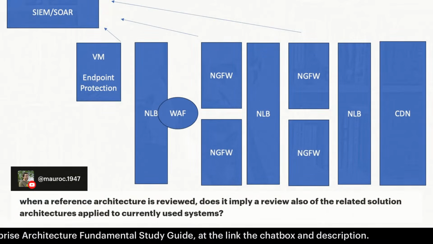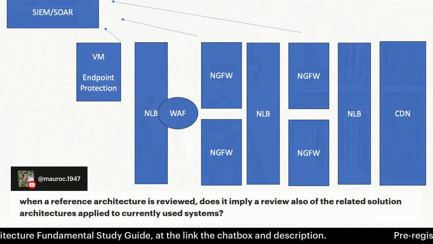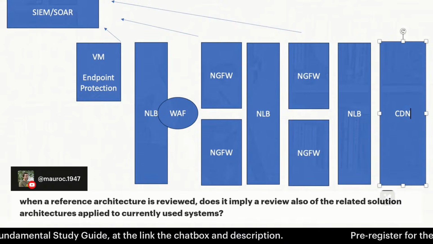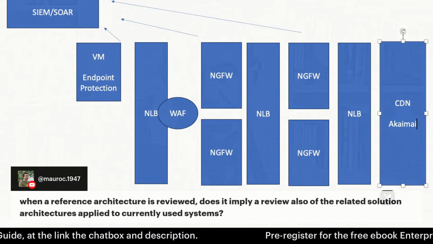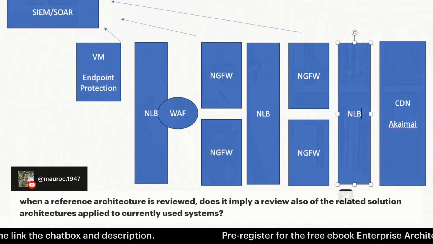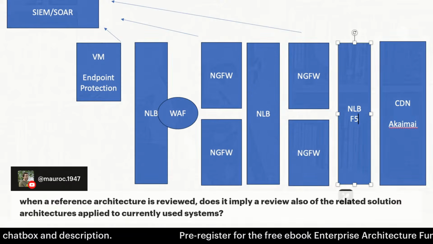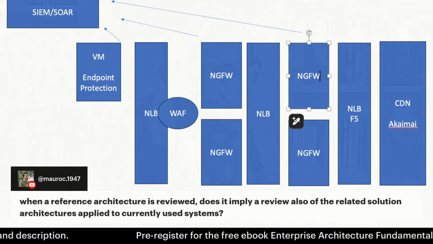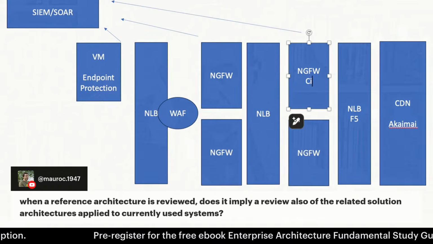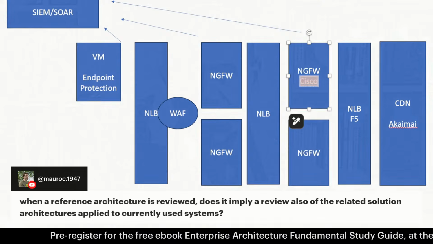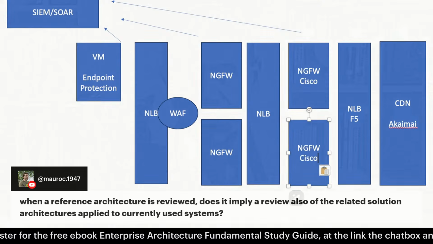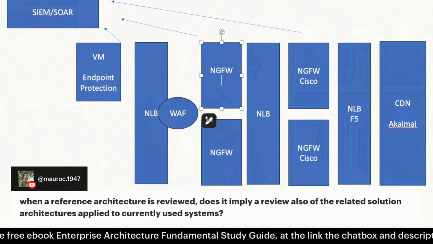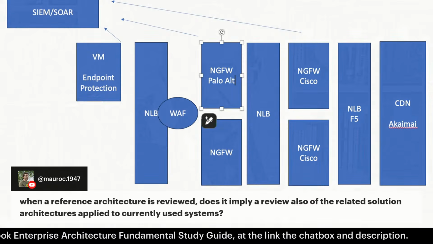Now, why are we doing this? Let's talk about the difference with the solution architecture. This solution architecture could be Akamai that's chosen over here. These load balancers could be from F5 if we wanted. The first layer of next generation firewalls could be from Cisco. The other next generation firewalls can be from Palo Alto.